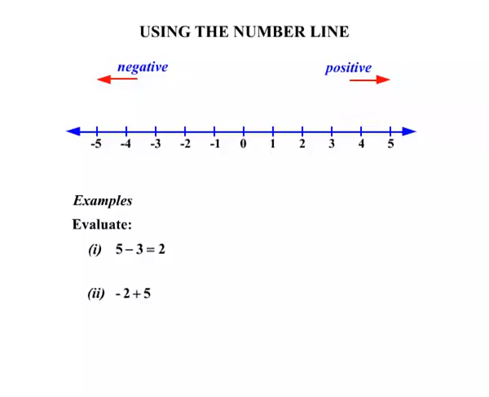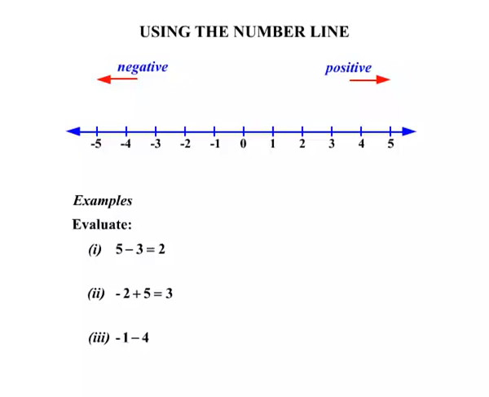What about this one? Minus 2 then plus 5. Well, let's start with the first one, negative 2. And then we need to add 5. So we jump 5 places to the right. So our answer there is 3.